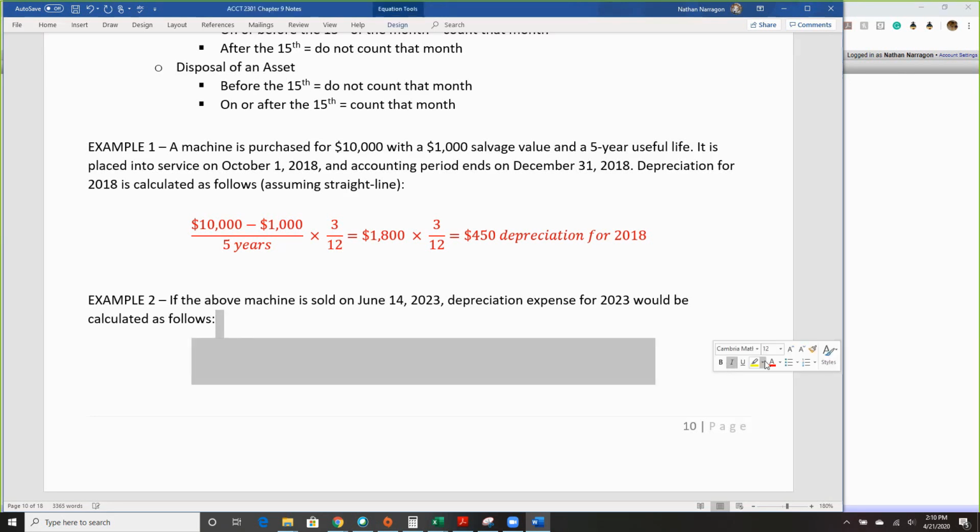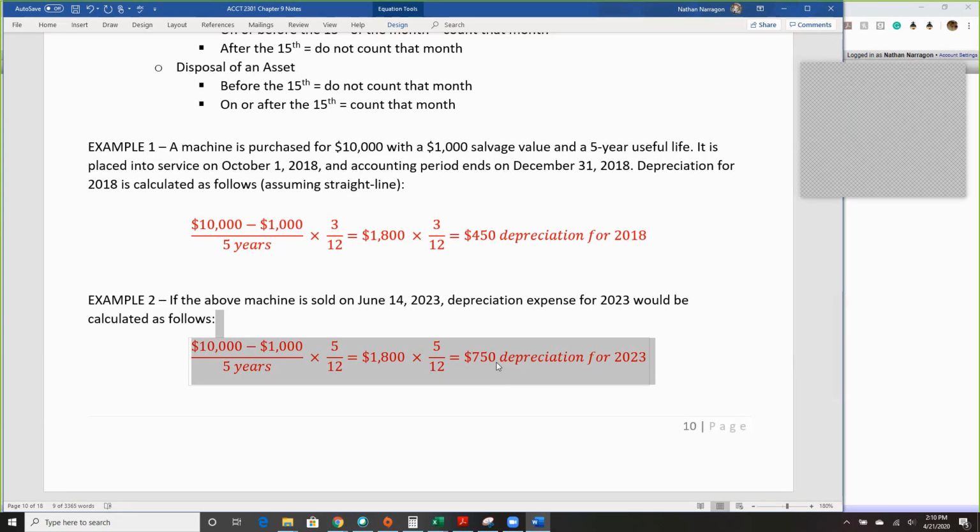We would calculate it the same way as up here. It's going to be 5 over 12. So our annual depreciation times 5 over 12 means we have $750 in depreciation. Definitely have to watch out on partial years, including how many months we had it for.